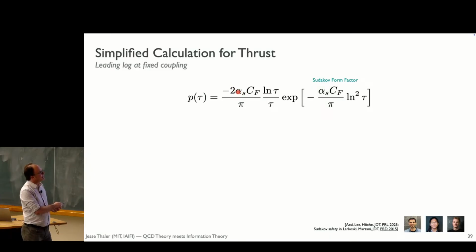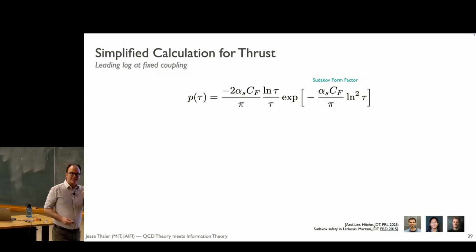It depends on the strong coupling constant. It depends on color factors. And this tau here is this thrust observable. So I have a probability distribution of that thrust observable. And then this exponential factor is my Sudakov form factor. This has all-orders information in the strong coupling constant. And famously, the Sudakov form factor has log squared of thrust in it.